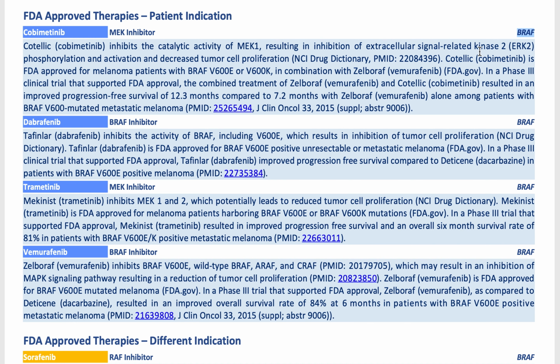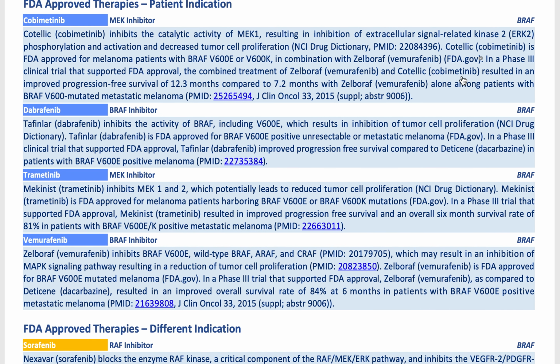For Tony, all 4 FDA-approved therapies are for the BRAF V600E variant, and under each drug, there's a brief description, including some data supporting the effectiveness for the drug.